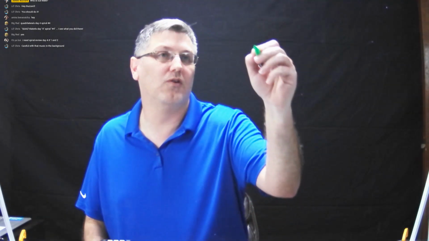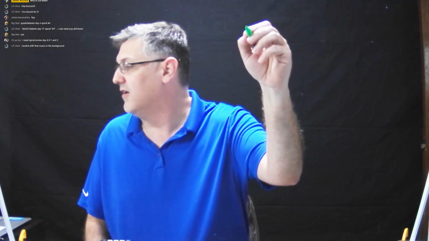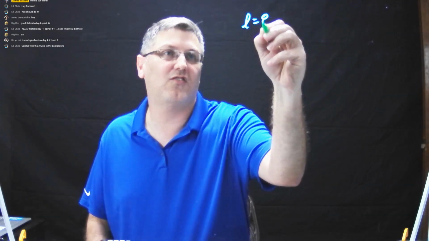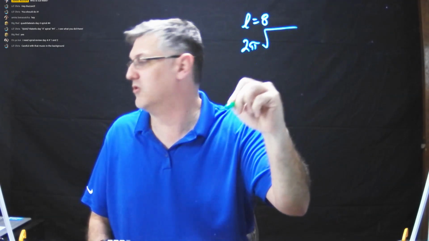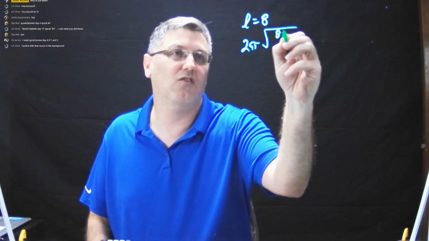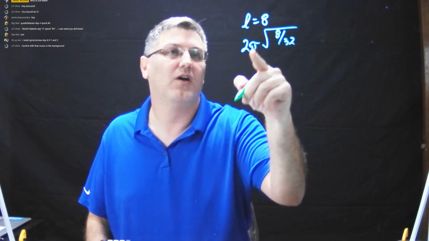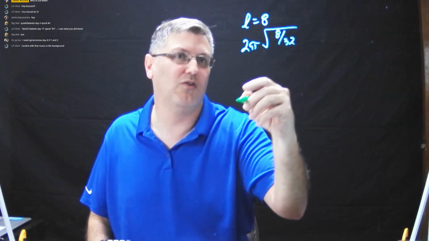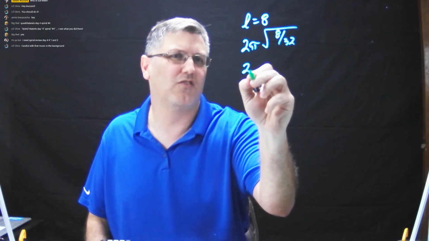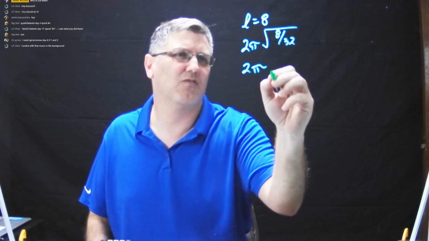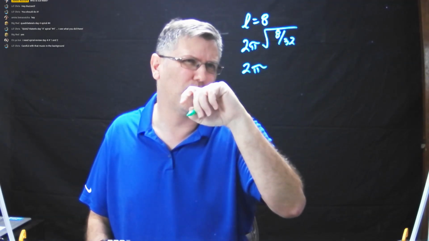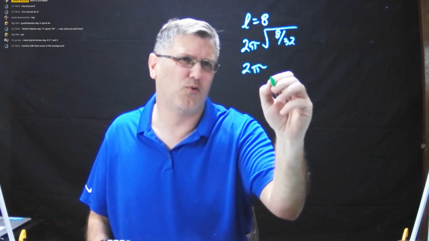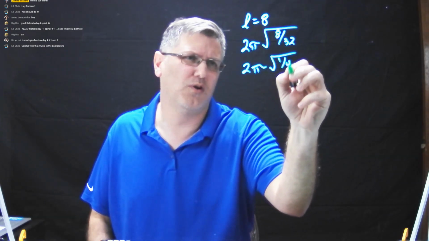If we know that my length is 8, and we have a formula which is 2 pi times the square root of 8 over 32. This is the L, so I just substitute it in, and then from there we just simplify. So we have 2 pi, 8. We can reduce 8 out of 32 to what? 4, so 1 over 4. Square root of 1 over 4.